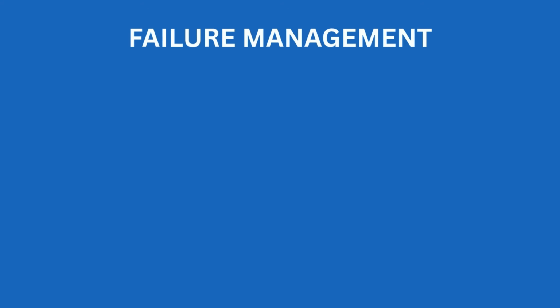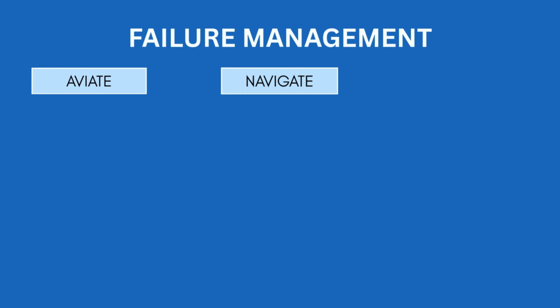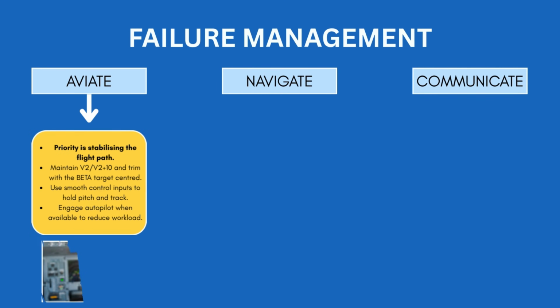For management of the failure, we first apply the Airbus Golden Rules. These are aviate, navigate, and communicate. Let's look at these further. For aviate, the priority is stabilizing the flight path. Maintain V2 or V2 plus 10 knots, and trim with the beta target centered. Use smooth control inputs to hold pitch and track, and then engage the autopilot when available to reduce workload.